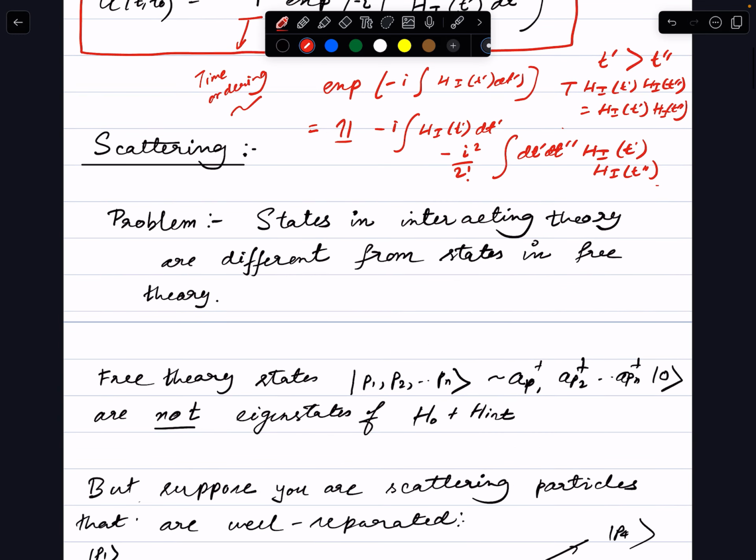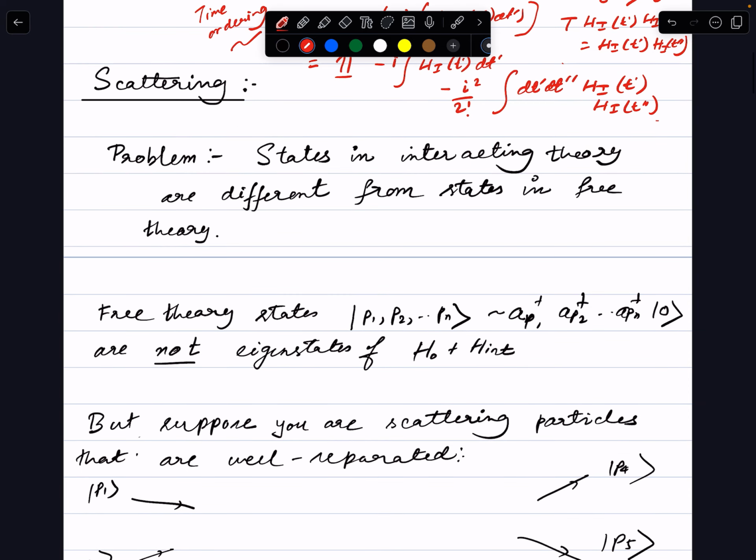Okay, so now one problem is that so far we have developed this free theory states, P1, a dagger, and so on. This is what we defined. These are my states in the free theory. But these are eigenstates of the free Hamiltonian H naught. They are not eigenstates of the full Hamiltonian H. So they are not states in the interacting theory.